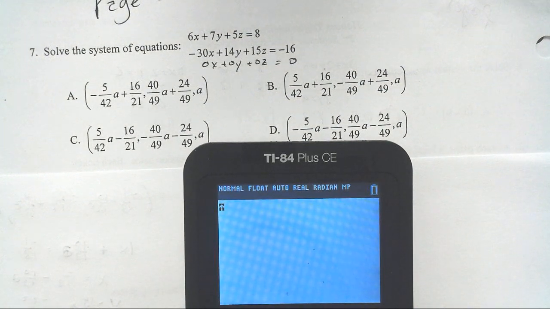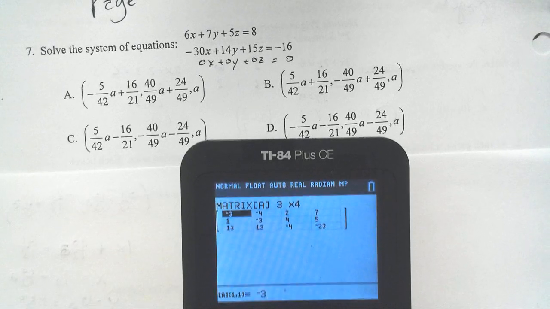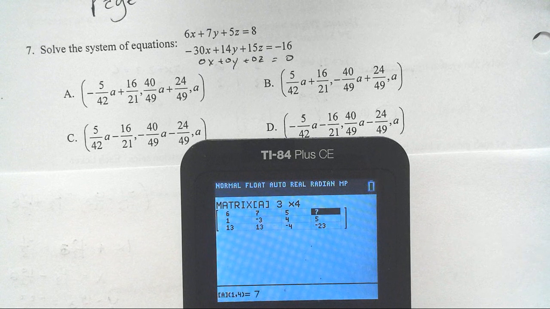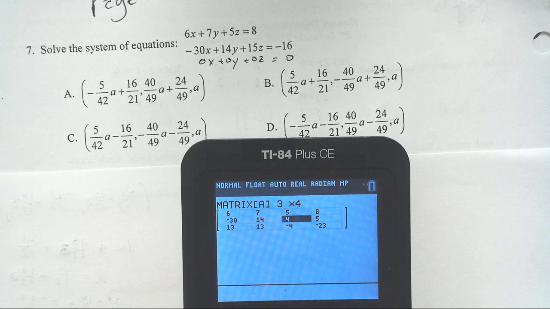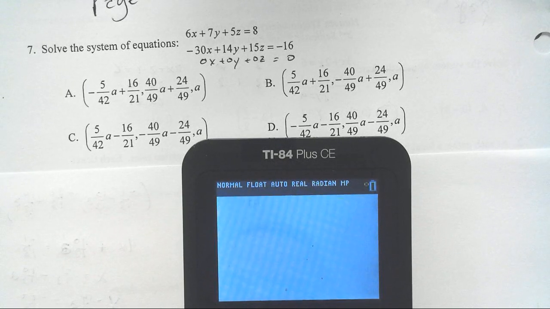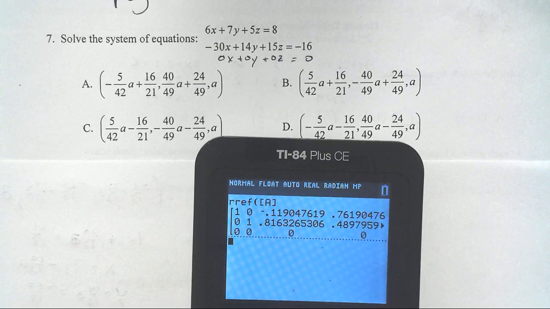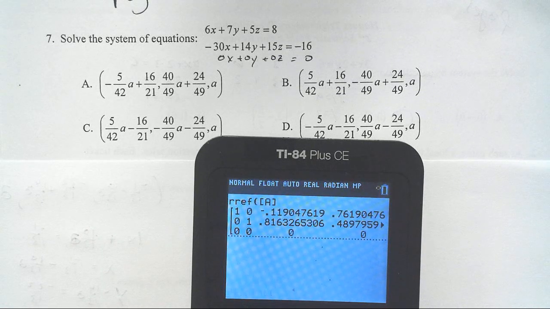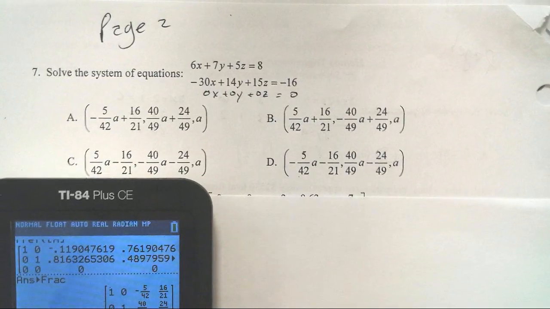Let's go second matrix, edit this 3 by 4, and we have values of 6 and 7 and 5 and 8, and negative 30 and 14 and 15 and negative 16, and 0 and 0 and 0 and 0. Second quit, second enter. I think I have this stored in here. RREF, row reduced echelon form, Gauss-Jordan elimination, math fraction.